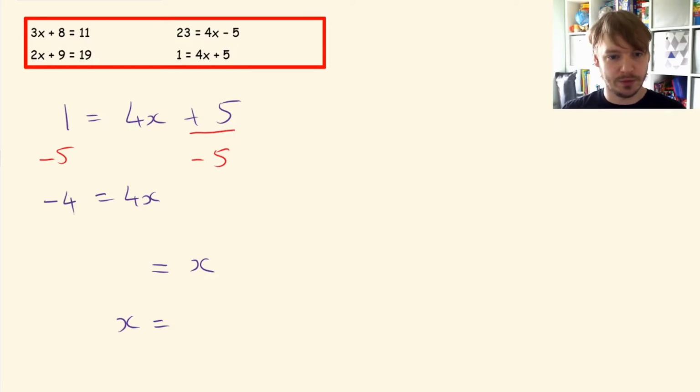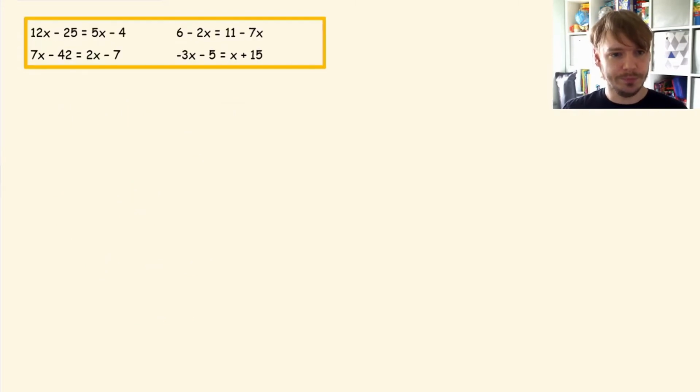The next thing I want to do is I've got 4x's, so I want to divide by 4 because I only want one of them. Again, I've got to divide on both sides. And I've got the x that I wanted now. What's negative 4 divided by 4? Well, it's going to be negative 1. Then, just because it gives some clarity in the answer, I'm going to swap them around. So x equals negative 1. That's it. Straightforward. We can look at some slightly more awkward ones.